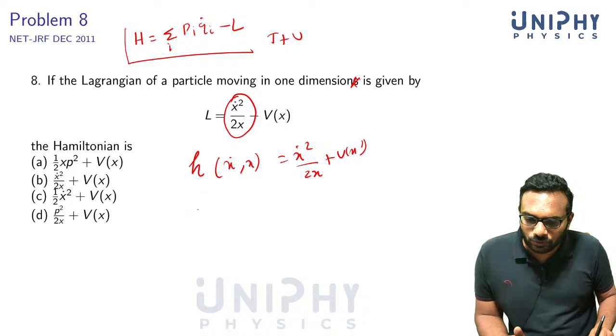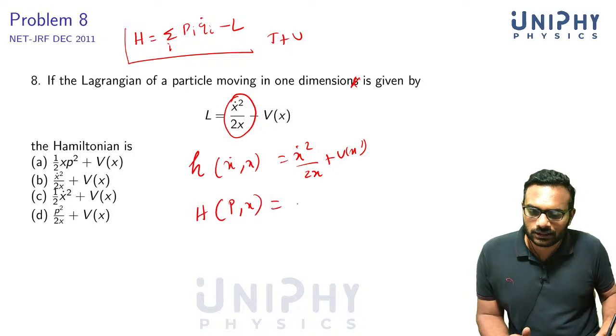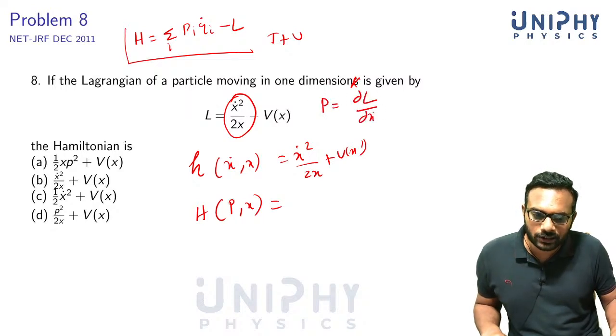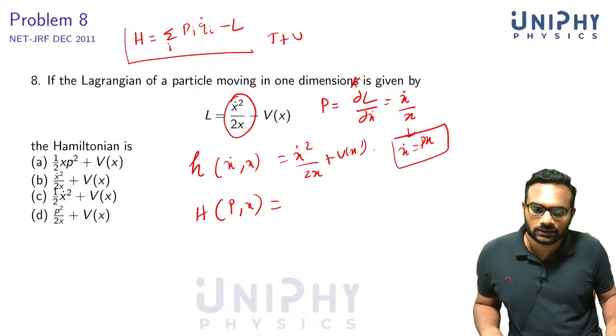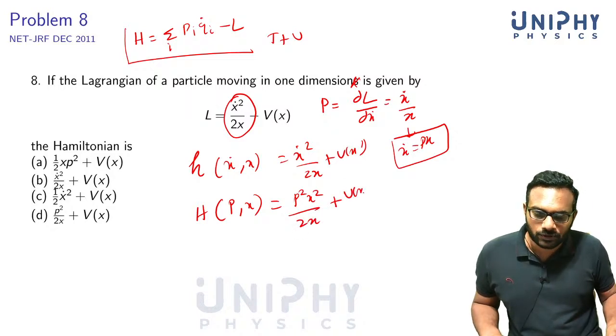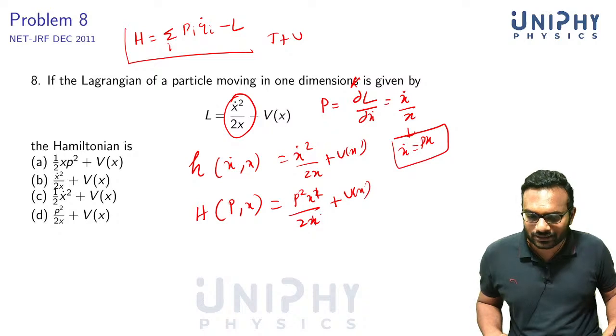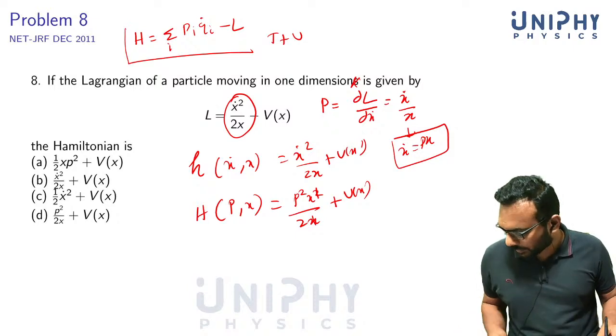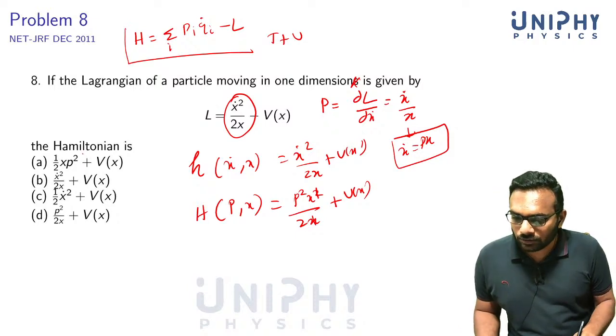All right. Now, if you want the Hamiltonian, okay, you should substitute all x dot by p. All right, all x dot by p. Right. So we already saw that p is equal to dou L by dou x dot. That's equal to x dot divided by x, which means that x dot is equal to px. Now we just substitute px here. It becomes p square x square divided by 2x plus V of x. Okay, so it's p square x divided by 2 plus V of x. That's the Hamiltonian here. All right. So it's x p square divided by 2. This is the correct answer.